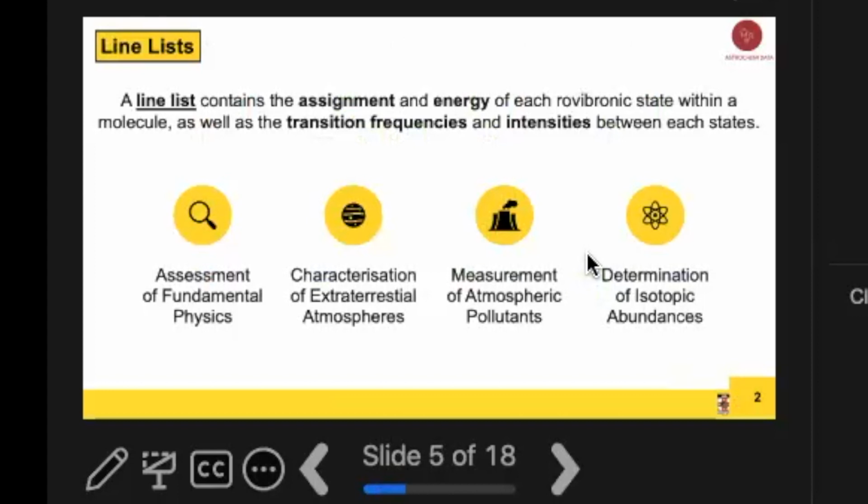And these can be really useful for assessment of fundamental frequencies. So you figure out the proton to electron mass ratio, then in some part in the early universe. Characterization of exoplanet atmospheres, which I'd say would be the biggest current application. Atmospheric pollution, so this sort of stuff's useful on Earth. And then if you're looking at isotopologues, it's useful.